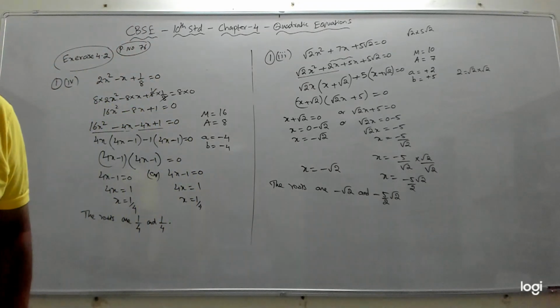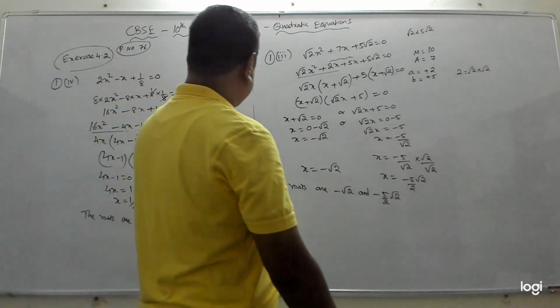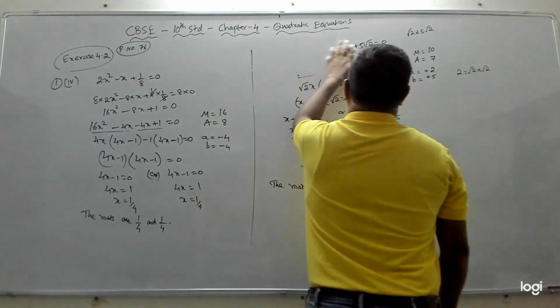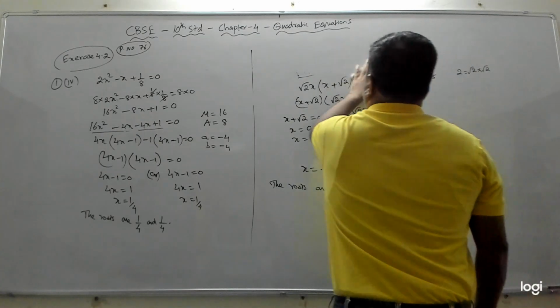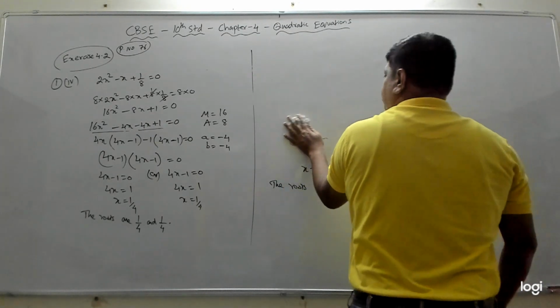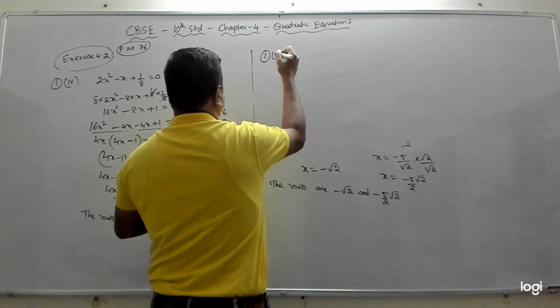Clear? How to find the roots for a quadratic equation by the method of factorization? Fine. I'll erase this. Fine. So we'll do the fifth problem. What is the fifth problem? In first problem, fifth sub problem I think.